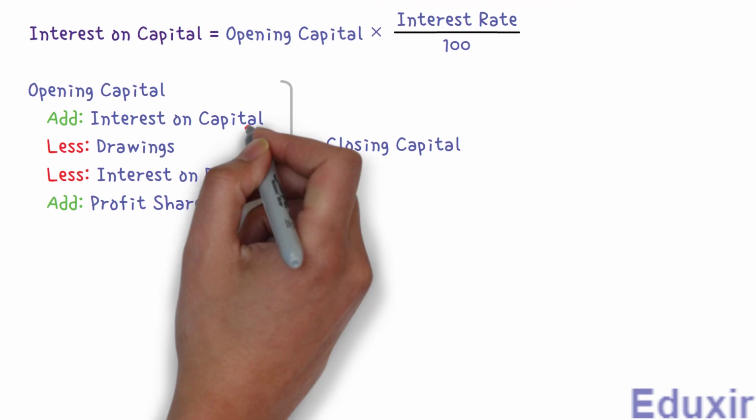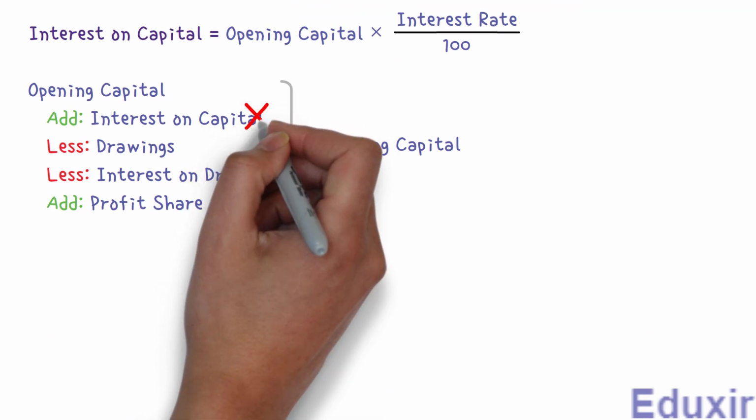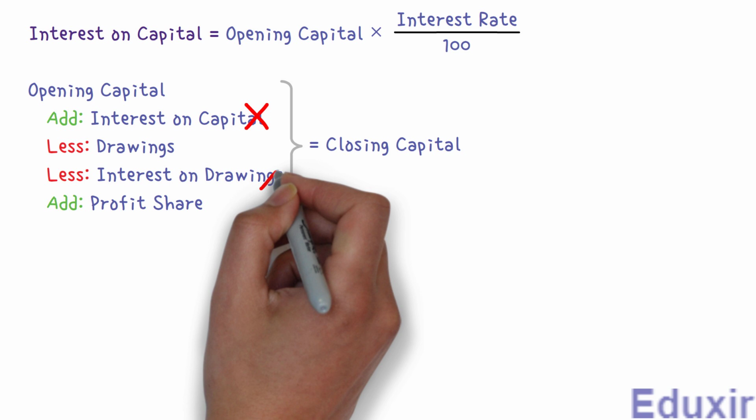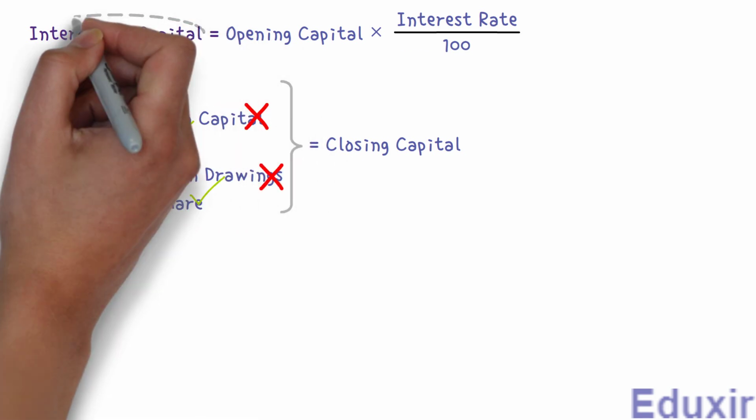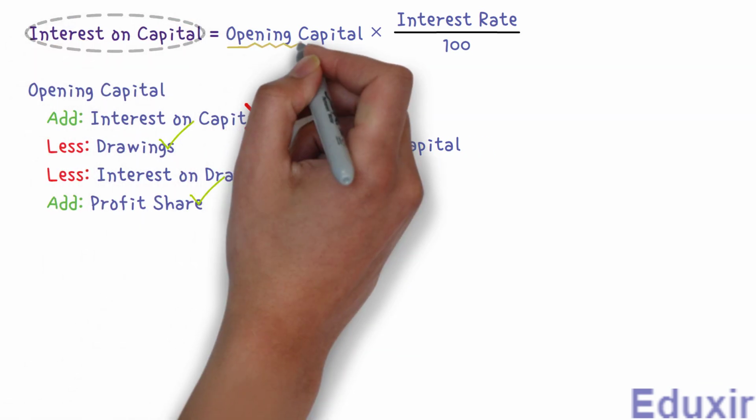So here, let us not consider the addition of the interest on capital. Let us also not consider the lessening of the interest on drawings. What we need to consider is the lessening of the drawings and addition of the profit share. Now, our aim is not to calculate the closing capital. To find the interest on capital, we should know the opening capital.